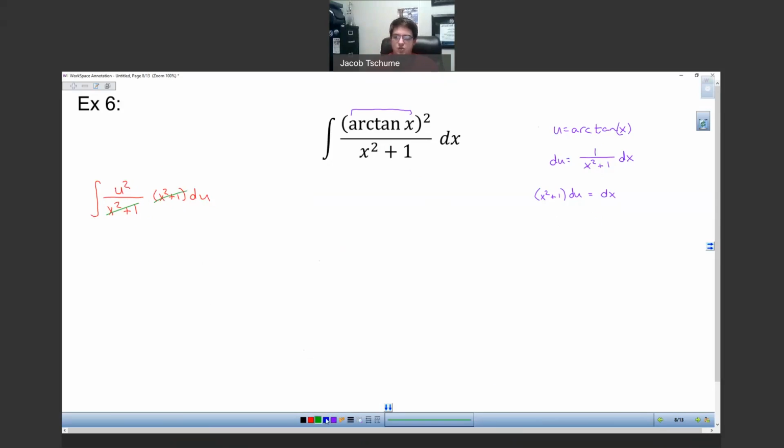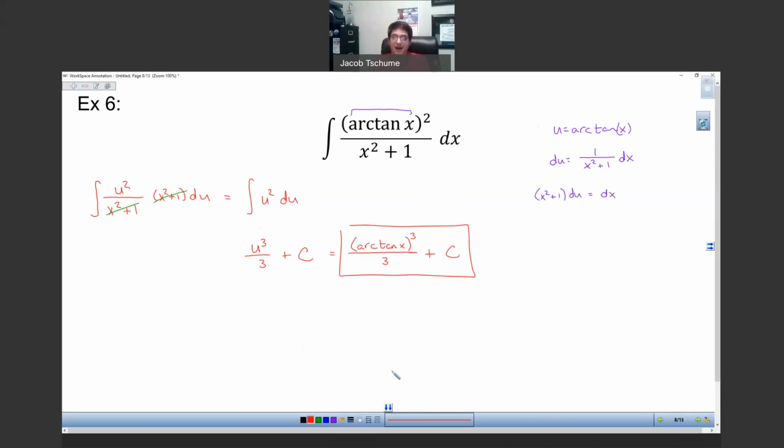Very nicely, the x squared plus 1's cancel here, and you're left with the indefinite integral of u squared du, which, just a coincidence, is the same thing we just had. You would integrate it the same way to get u cubed over 3 plus c. And then when you resubstitute your u back in, you're going to end up with the arctangent of x, all cubed, divided by 3 plus c. And that is your answer to number 6.